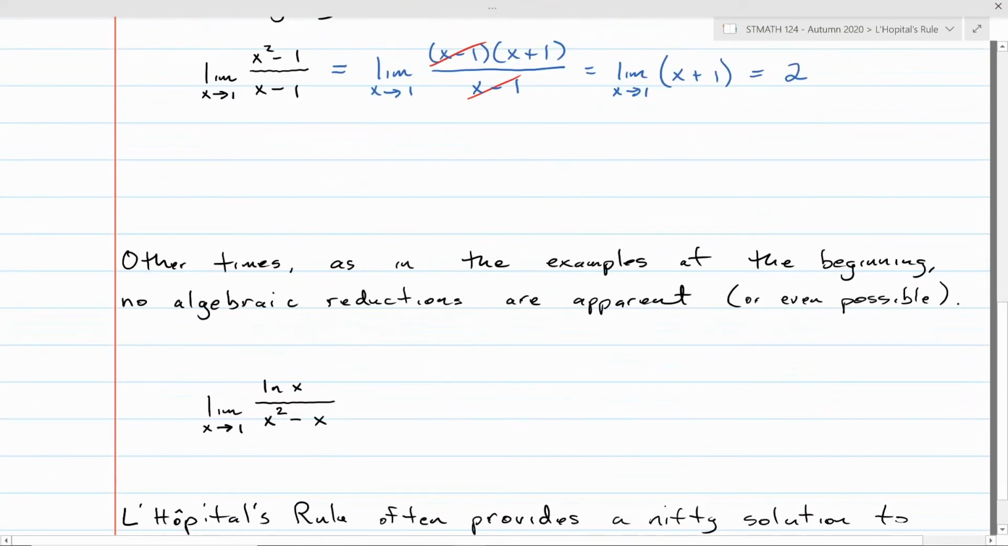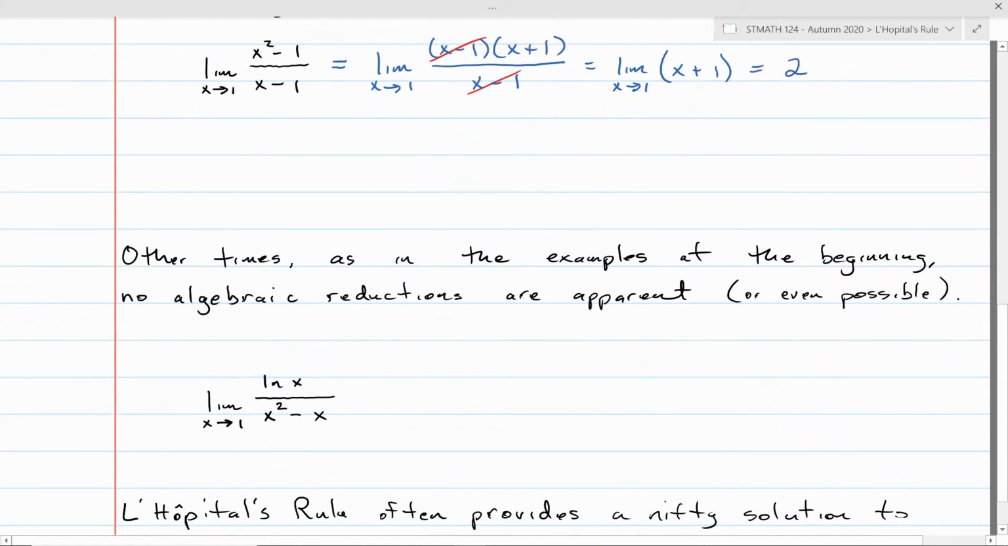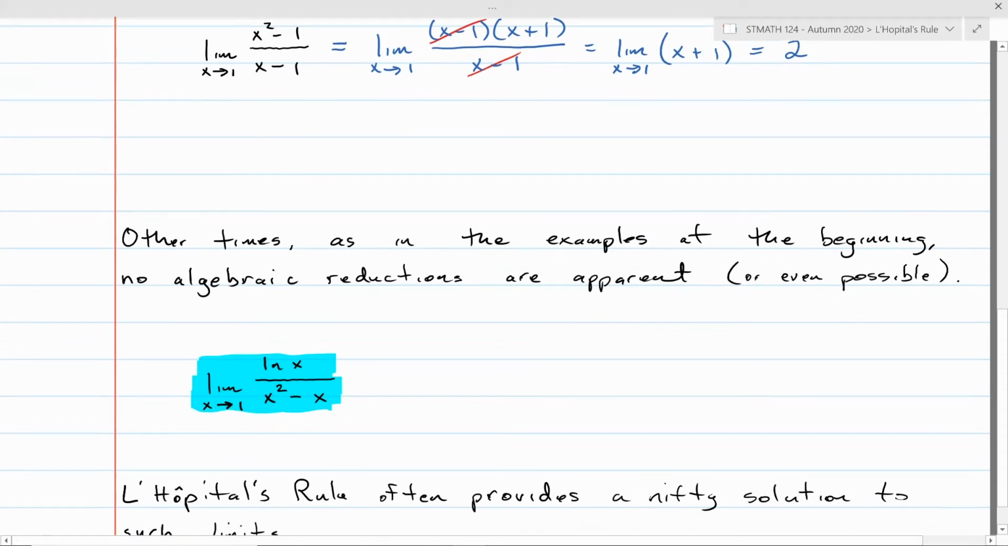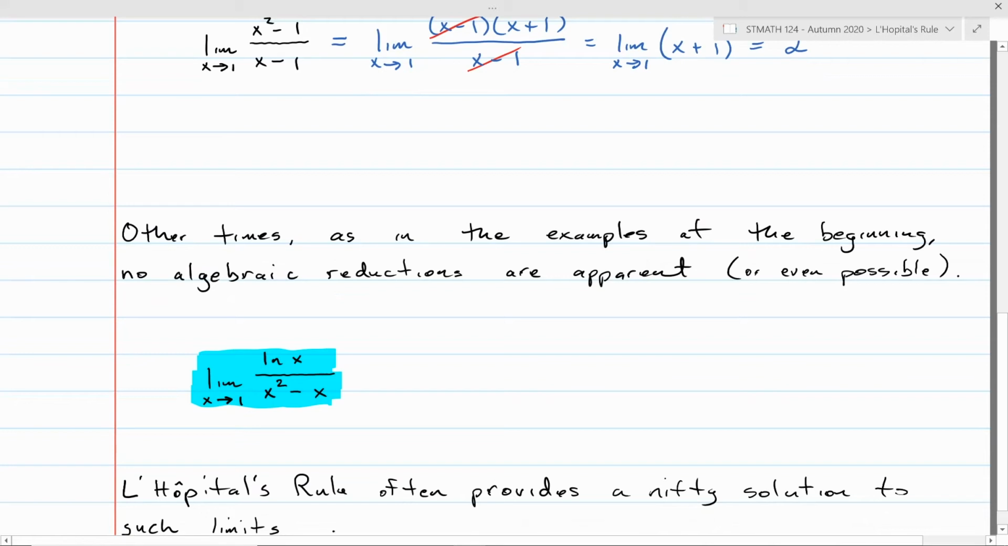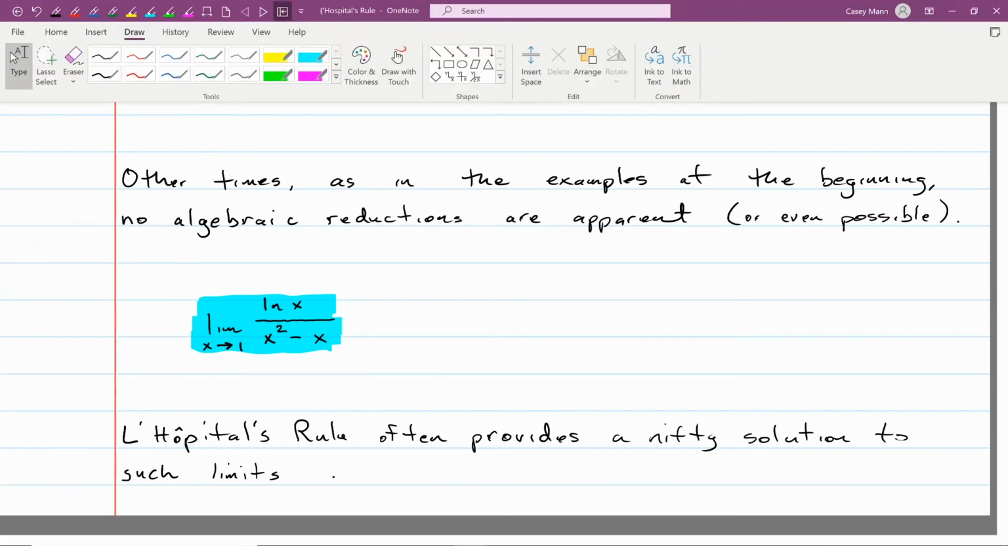And of course, other times, as we pointed out previously, there are examples where you're just not going to be able to do any algebraic maneuvers like we just did in the previous example, like this one that we mentioned at the top a minute ago. With that natural log of x in the numerator, I just don't know of any algebraically equivalent way to express natural log of x that will cancel off the factor of x minus 1 in the denominator that's causing a problem. So this is where L'Hopital's rule is going to be really helpful in solving limits like this one in blue here. So let's see the rule and do a few examples of how to apply it.